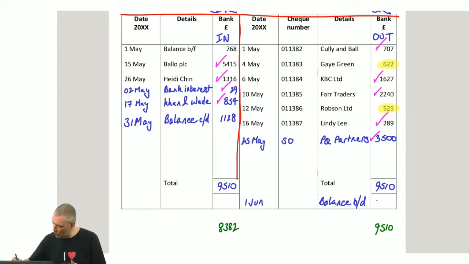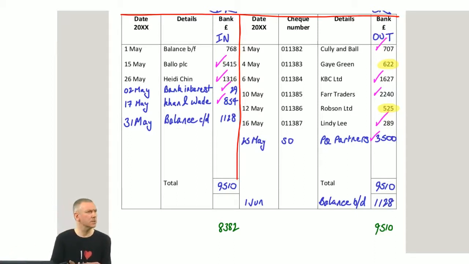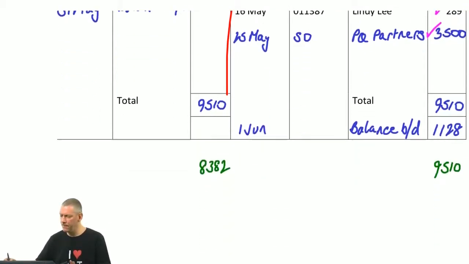1128. So 1128 is the brought down balance. Great. And I'm almost out of time, but I've still got enough time to make this point. So I think I'll make this on full screen. There we go, bring that up.